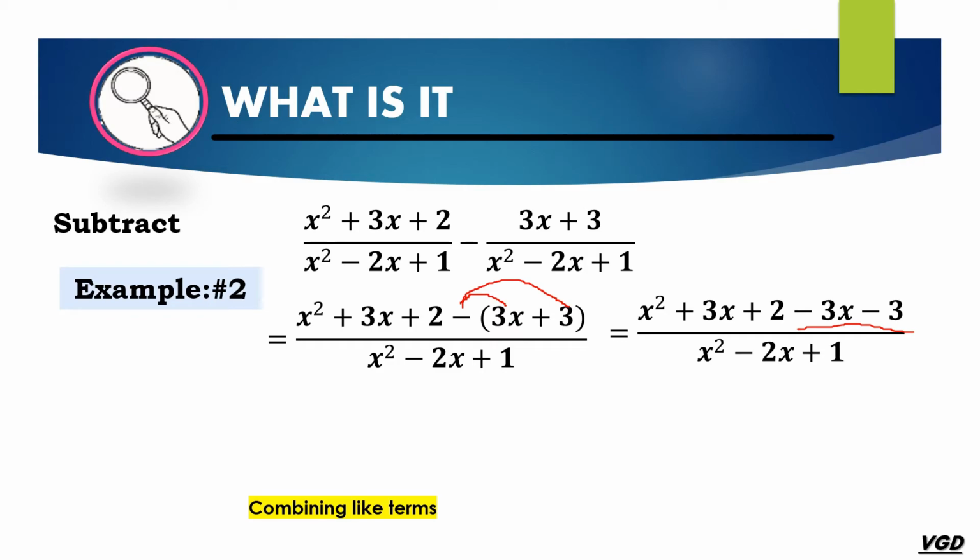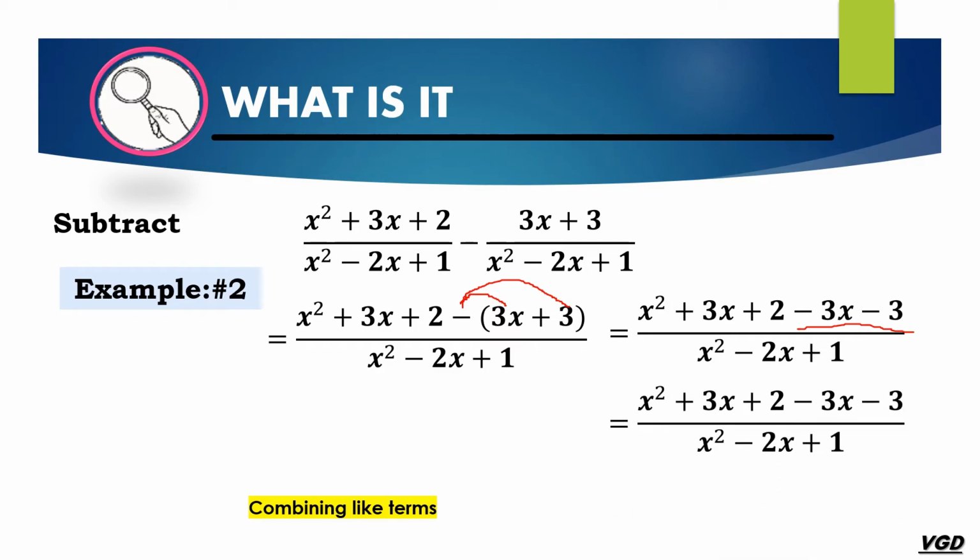So we can cancel out 3x and negative 3x because 3x minus 3x is equal to 0. And we can also simplify our constants 2 and negative 3. So we will have 2 minus 3, so we will get negative 1. Therefore, we can have x squared minus 1 over x squared minus 2x plus 1, or we can also write it as the quantity of x minus 1 squared.